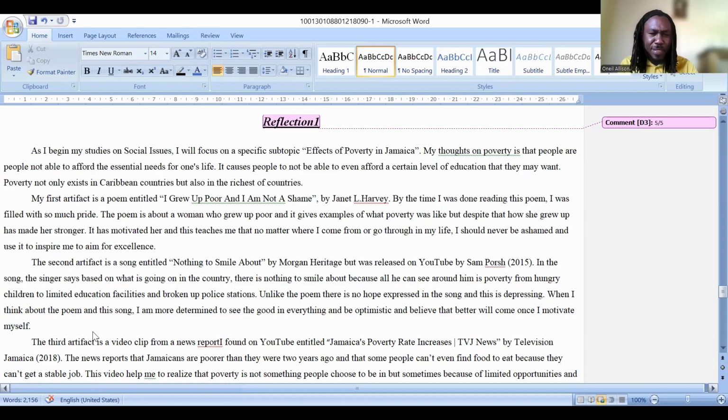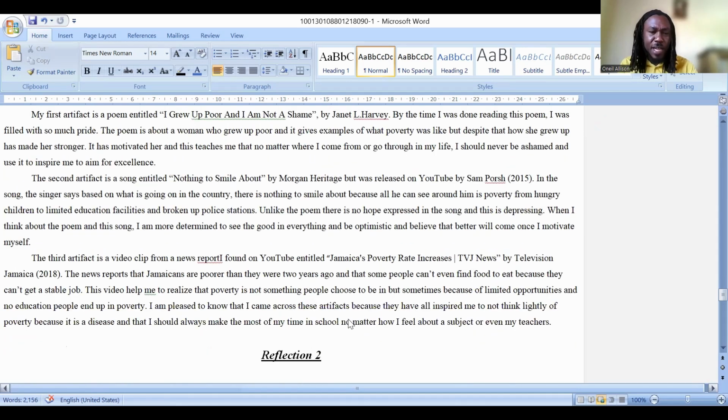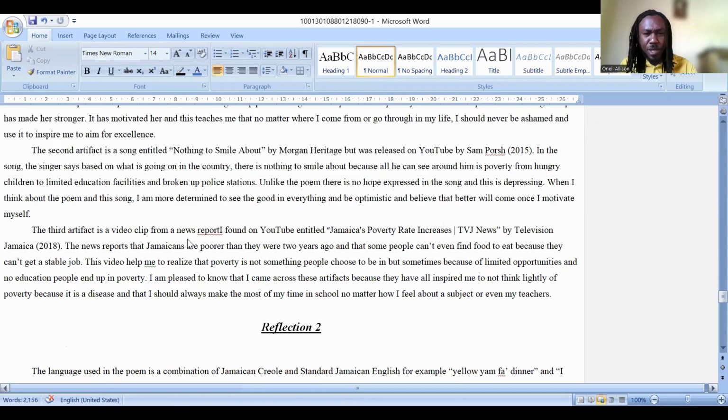When I think about the poem and this song, I am more determined to see the good in everything and be optimistic and believe that better will come once I motivate myself. And the third artifact is a video clip from a news report found on YouTube entitled Jamaica's Poverty Rate Increases, and is by TVJ, Television Jamaica, 2018. The news reports that Jamaicans are poorer than they were 2 years ago, and that some people can't even find food to eat because they can't get a stable job. This video helps me to realize that poverty is not something people choose to be in, but sometimes because of limited opportunities and no education, people end up in poverty.